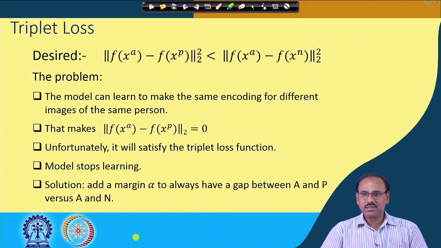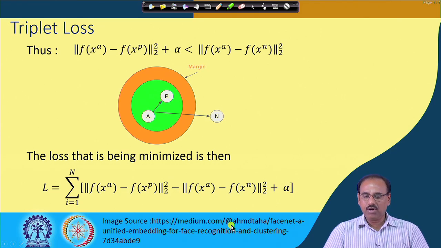The solution to this is putting in a margin, say alpha. What this alpha does is maintain a gap between a and p and a and n. So the triplet loss function must be something like this: f(xa) minus f(xp) squared plus alpha must be less than f(xa) minus f(xn) squared.